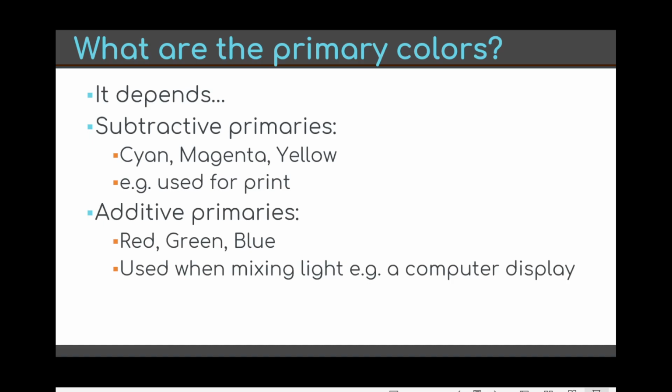Now we have additive primaries, red, green, and blue. This is the mixing light metaphor, or mixing paints. This is what computer displays do. They mix light together. So this is why often, and we'll use this in Processing, our colors will consist of red, green, and blue values.